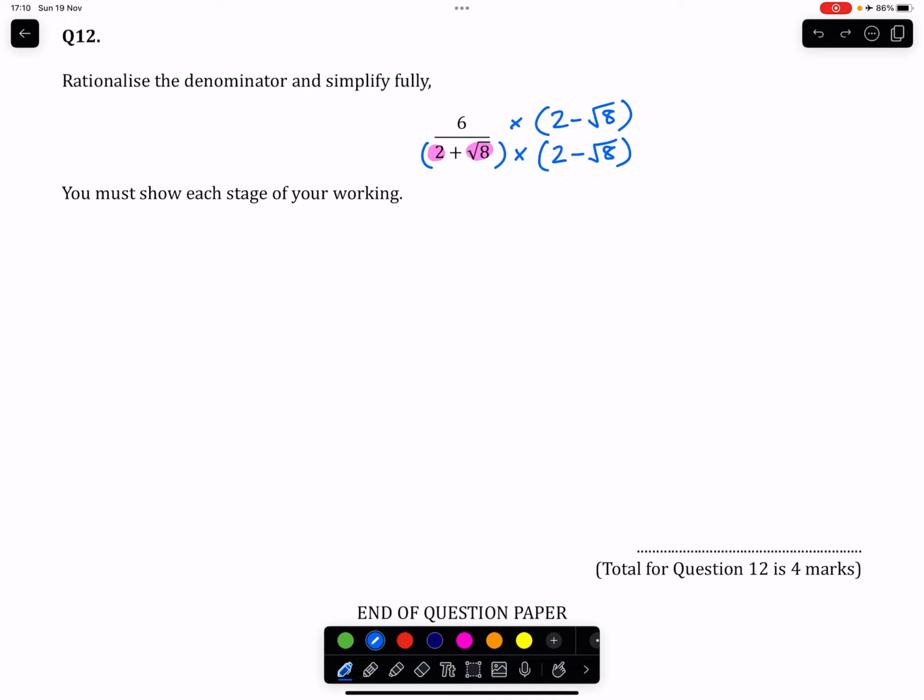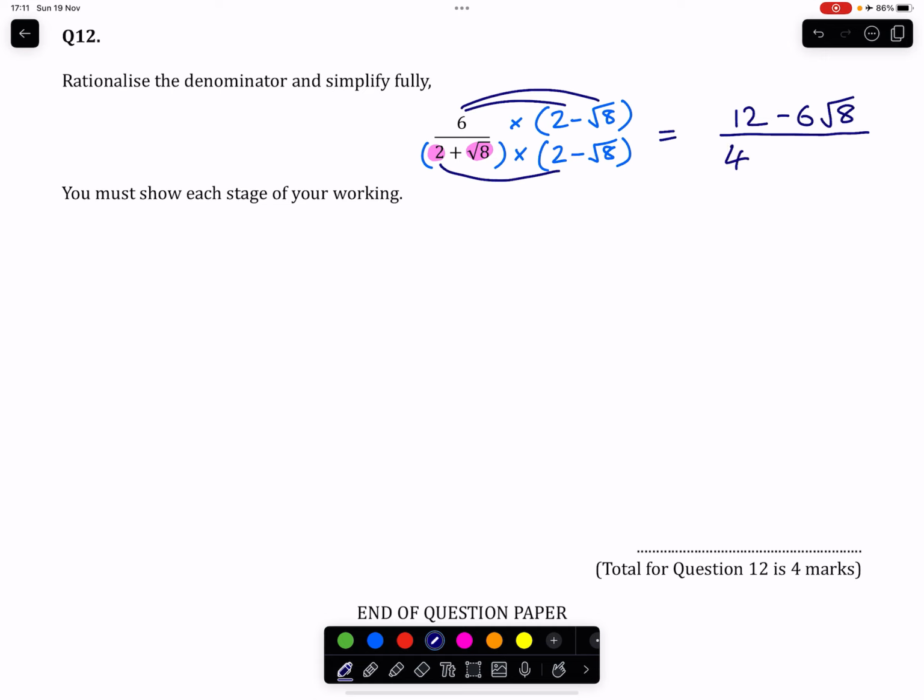So the first option I'm going to show here is rationalizing the denominator first, and the next option I'll show will involve simplifying the surd first. It doesn't matter which way you do it, as you're going to see we'll end up with the same answer. Top of this fraction, we're going to have 6 2's for 12 and 6 negative root 8's for a negative 6 root 8. On the bottom, we're going to get a difference of two squares here.